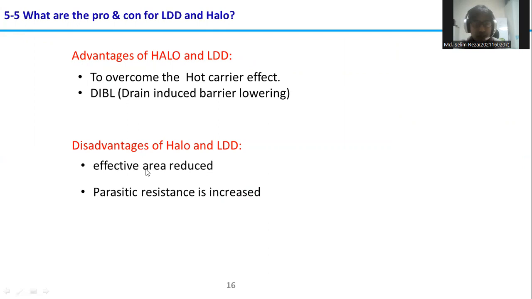It occupies more area for these two regions, halo and LDD regions. And on the other hand, it also increases the capacitance effect. That means the capacitance or resistance is also increasing. This is the disadvantage of the halo and LDD.